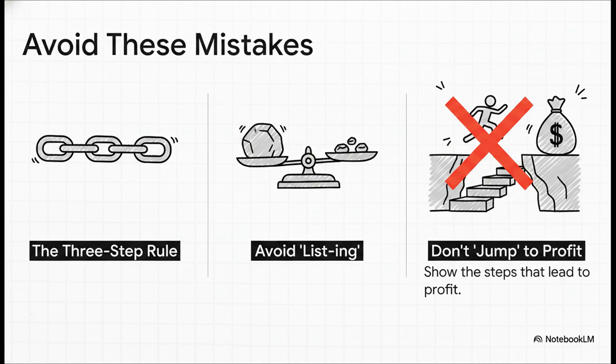Second, don't just make a list. Quality over quantity, always. It's so much better to explain one point really well than to just list 5 points with no explanation. Depth over breadth. And finally, the biggest mistake of all, whatever you do, do not just jump straight to the word profit.